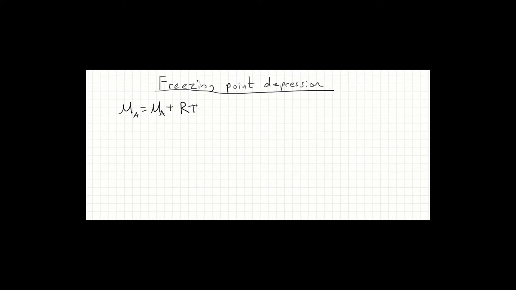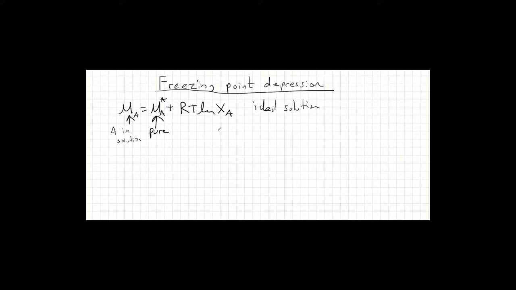So we learned earlier that for ideal solutions, chemical potential has this expression, and let's use a notation here where the chemical potential of pure stuff we denote with an asterisk. And here's the chemical potential of stuff in the solution. This expression is exact as long as we have an ideal solution. We talked about the properties of ideal solutions in the last screencast.